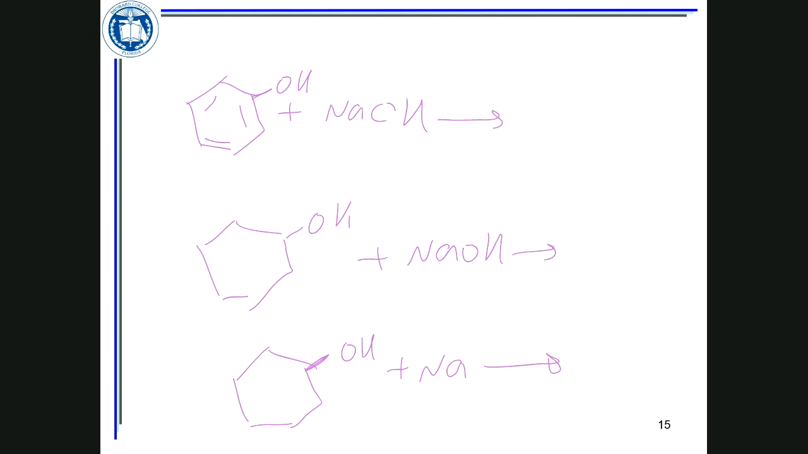So phenol is acidic. So what would be the reaction of phenol? Would phenol react with sodium hydroxide? Because phenol is a strong acid, it is going to react with sodium hydroxide and give the ionic compound, sodium phenoxide. Cyclohexanol, what would be the reaction of cyclohexanol with sodium hydroxide? No reaction. No reaction because it is not strong enough for sodium hydroxide to react with it, so there would be no reaction.